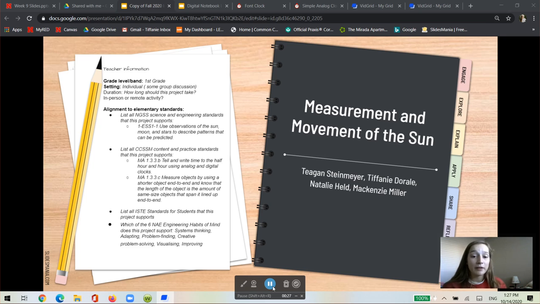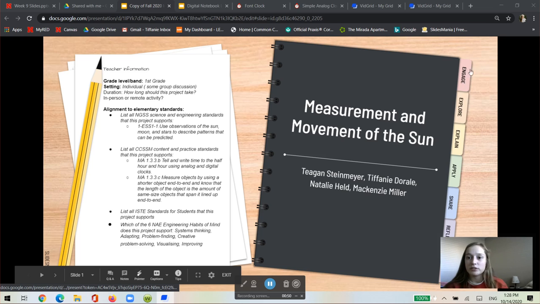And then for math, we have two of them here. Tell and write time to the half hour and hour using analog and digital clocks, and measure objects by using a shorter object end to end, and know the length of the object is the same as the number of same-size objects that span it in a line, end to end. So these are the standards we used for this lesson, just so you understand where we're going with it.